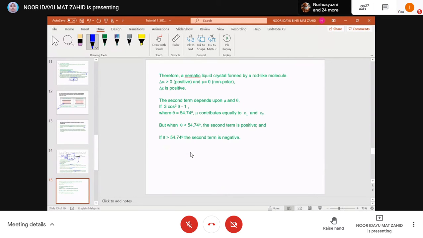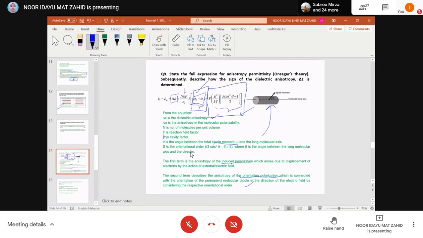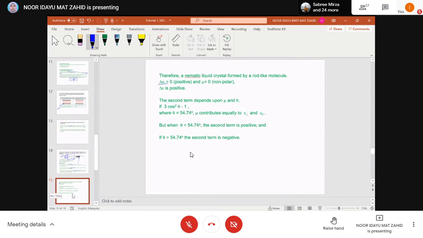In general, let's say you have a nematic liquid crystal formed by calamitic shaped molecules. The value of delta alpha, referring to the first term, will be positive, and the dipole moment will be equal to 0 to represent a non-polar molecule. Hence, it will give you delta epsilon positive.